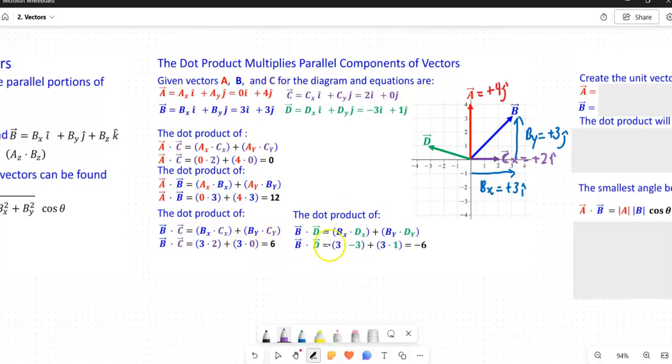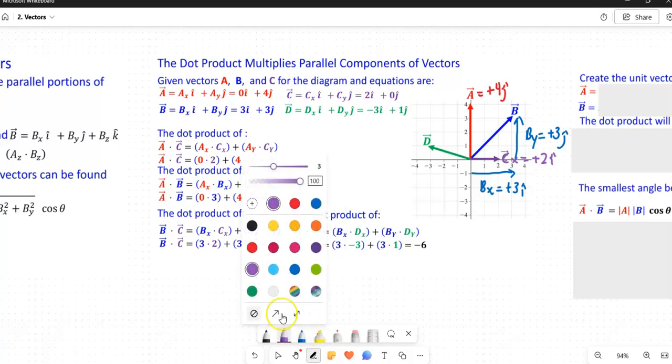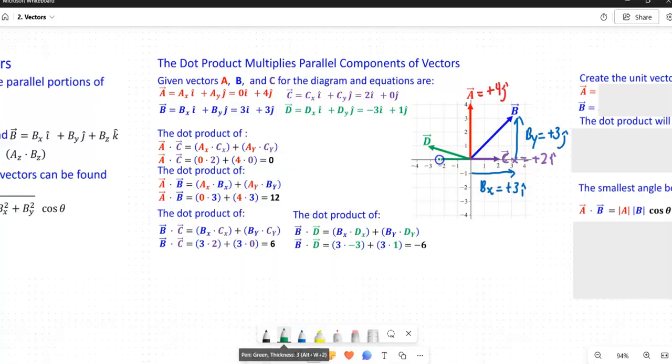Again, for B times D, well, the D vector is pointing to the right 3. So Dx is going to be equal to, I'm pointing to the left, sorry about that, it's pointing to the left 3, and it's pointing up by 1. So Dy is going to be equal to positive 1j.